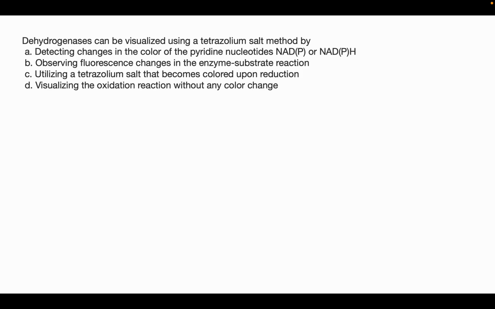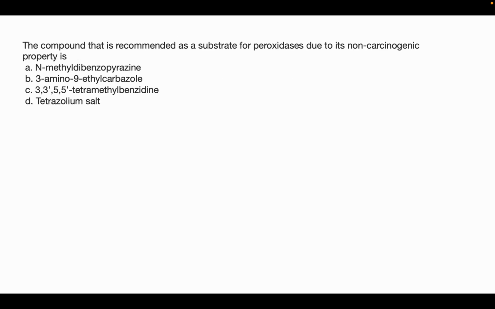Dehydrogenase can be visualized using tetrazolium salt by detecting changes in color of pyridine nucleotides, observing fluorescence changes in enzyme substrate reaction, utilizing tetrazolium salt that becomes colorless upon reduction, or visualization of the oxidation without any color. The correct answer is C: utilizing the tetrazolium salt that becomes colored upon reduction. So upon reduction, that is NADH conversion, it will give us a colored compound.